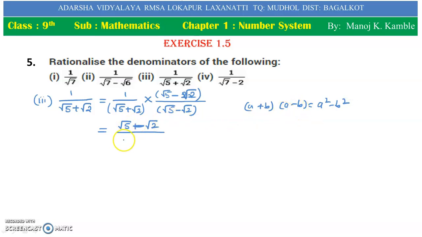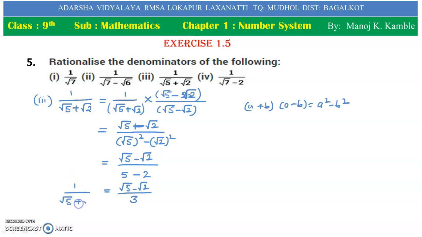So here what is the meaning of a? That is square root of 5 whole square. What is the meaning of b? That is square root of 2 whole square. So that is equal to square root of 5 minus square root of 2 whole divided by, square root and square get cancelled, 5, and square root and square get cancelled, that is 2. So that is equal to square root of 5 minus square root of 2 whole divided by 3. 5 minus 2 is equal to 3. This is the final step. Okay, point clear?